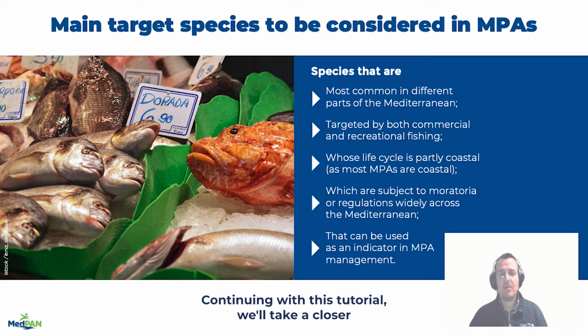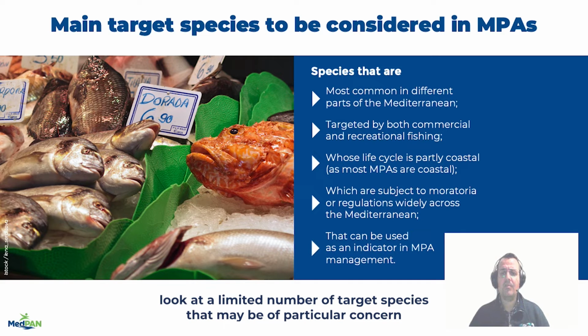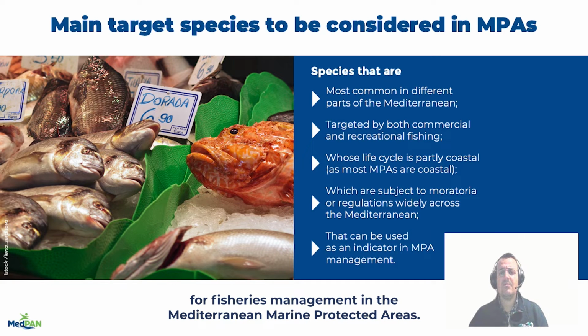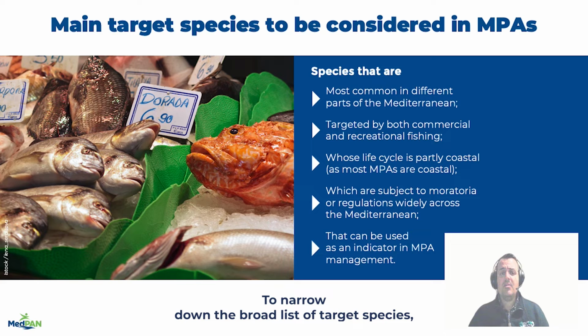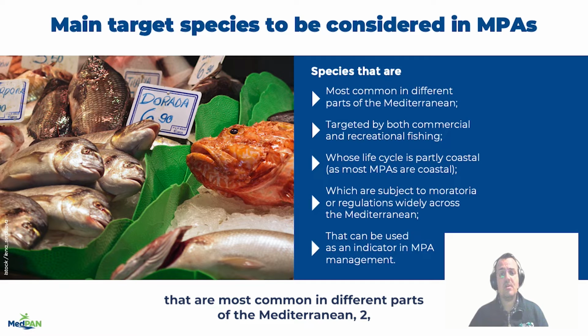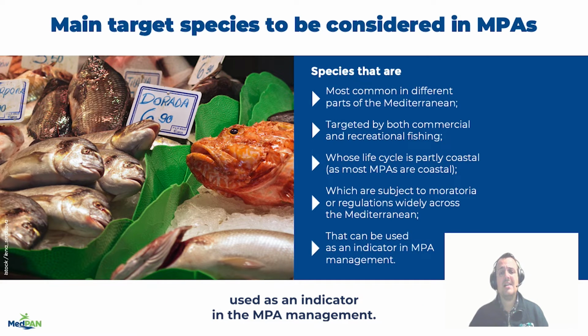Continuing with this tutorial, we will take a closer look at a limited number of target species that may be of particular concern for fisheries management in the Mediterranean marine protected areas. To narrow down the broad list of target species, we will consider: 1. Species that are most common in different parts of the Mediterranean. 2. That are targeted by both commercial and recreational fishing. 3. Whose life cycle is partly coastal, as most MPAs are coastal. 4. Which are subject to moratoria or regulations widely across the Mediterranean. And 5. That can be used as an indicator in the MPA management.